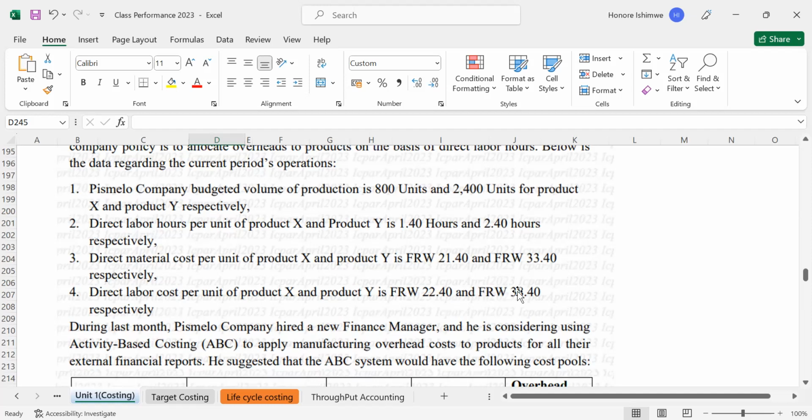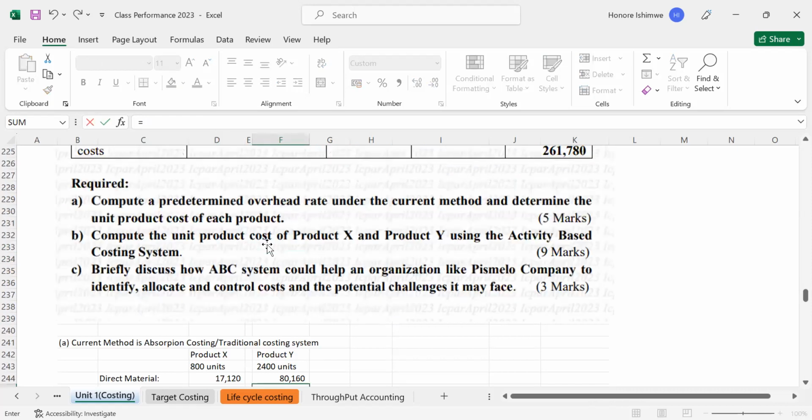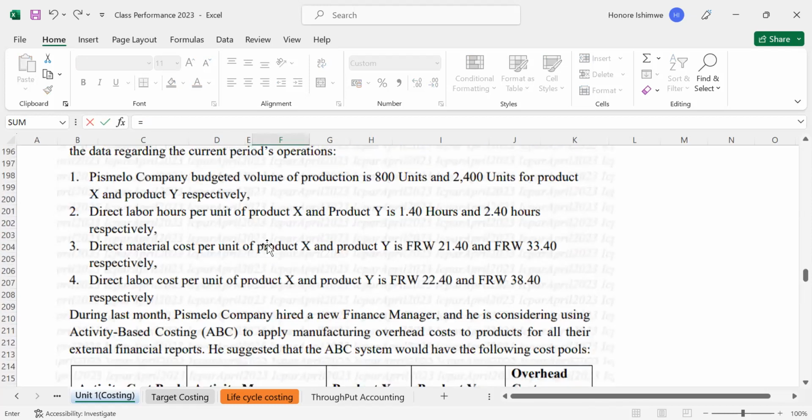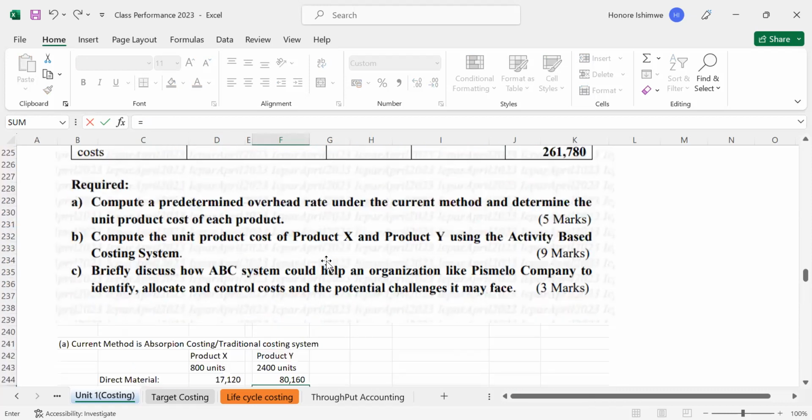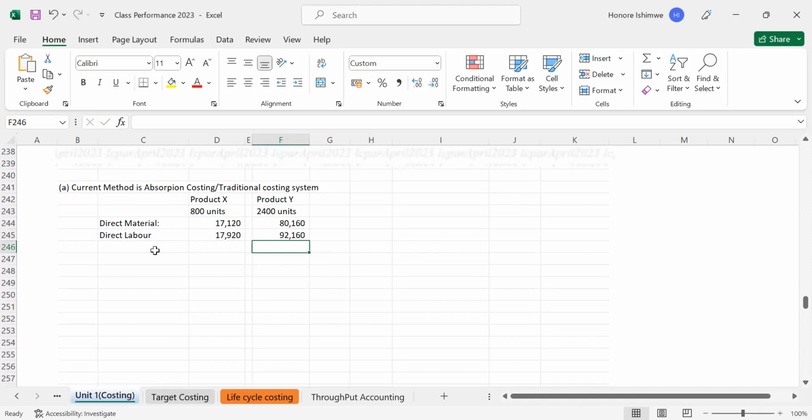So it is 22.40, then I multiply by 800 units. I'm going to have 17,920. And now I have 38.40 multiplied by the number of units, which is 2,400. Is it okay? I multiply it and I'm going to have 92,160. These are my direct labor.